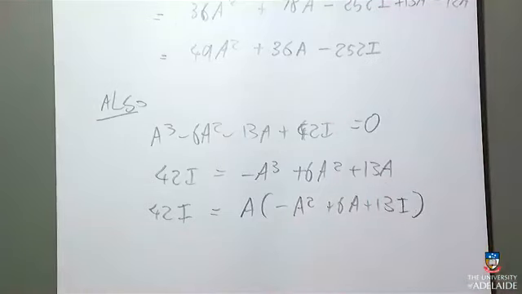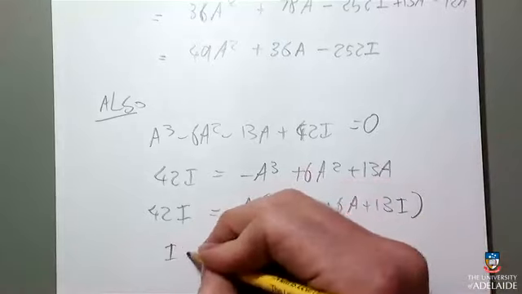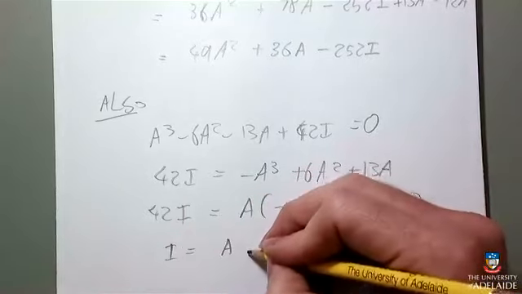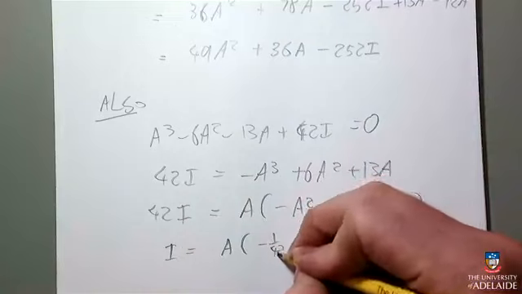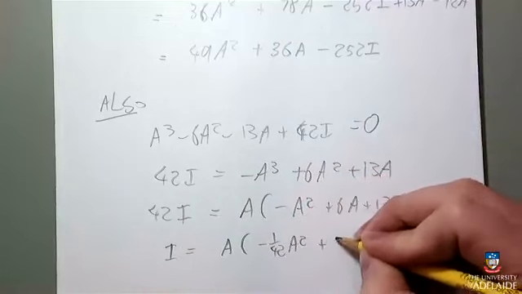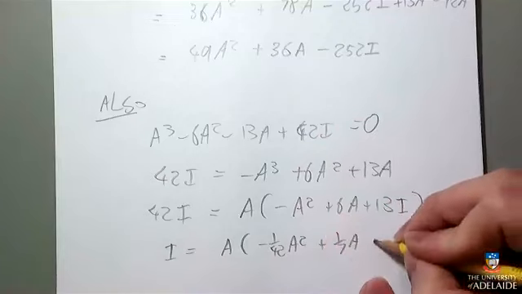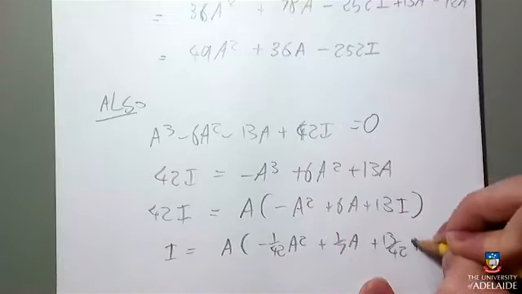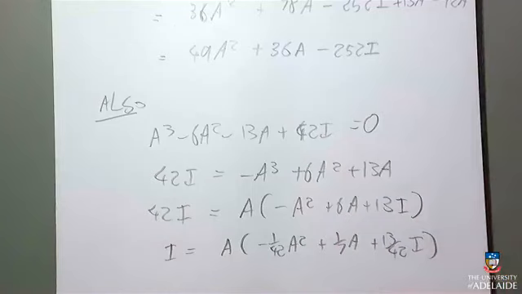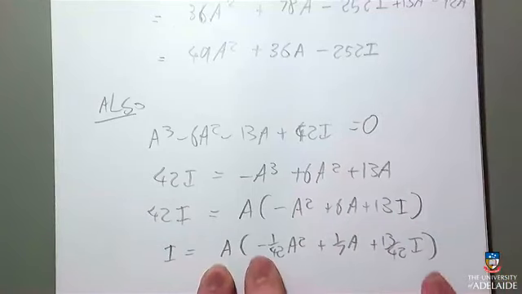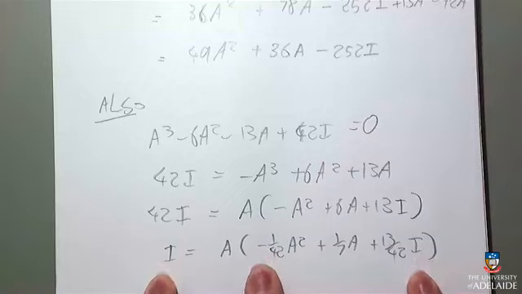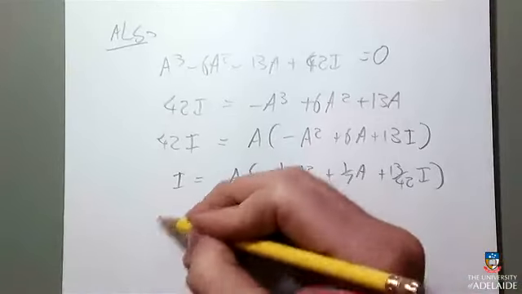And look, we're nearly there. If I divide the right thing by 42, because 6 divided by 42 is a 7, we have a times a matrix equals the identity, therefore this matrix must be the inverse.